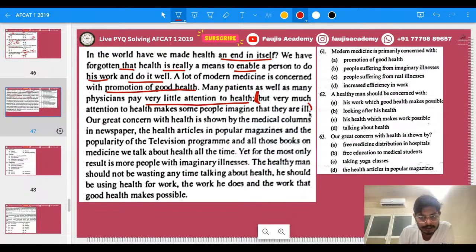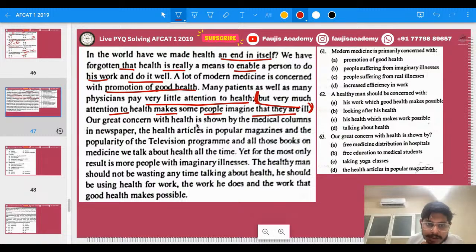This is an important point. If you are giving too much importance to your health, you might start thinking that you are ill. So don't think too much. Even though being healthy is important, you should not be too much healthy. You are ill, you just do healthy all day, isn't it? That's the sense over here. But very much attention to health makes some people imagine that they are ill.